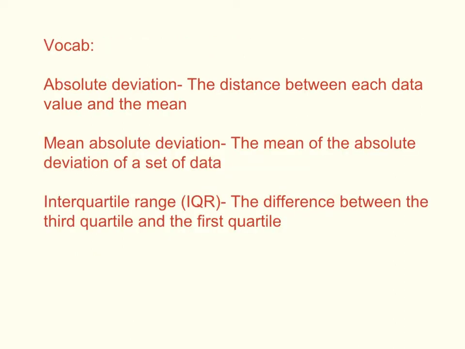We have 3 vocab words. Absolute deviation is the distance between each data value and the mean. The mean absolute deviation is the mean of the absolute deviation of a set of data. And the interquartile range, also known as IQR, is the difference between the third quartile and the first quartile, which we just learned about in the last lesson.